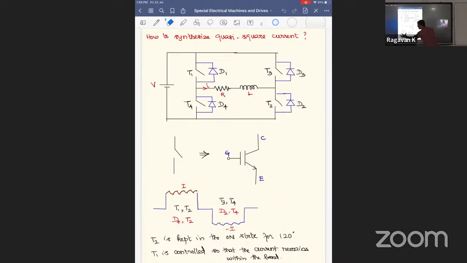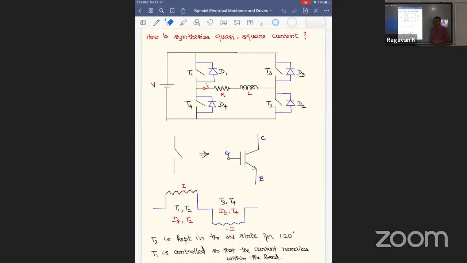So for this 120 degree, transistors 1 and 2 are turned on. Then for some time, transistor 1 is turned off. Then again, transistor 1 is turned on. So for the complete 120 degrees, T2 is kept in the on state. T1 is turned on and off based on the amount of current flowing in the winding. Okay. Now, after that, it is 0. None of the devices conduct.